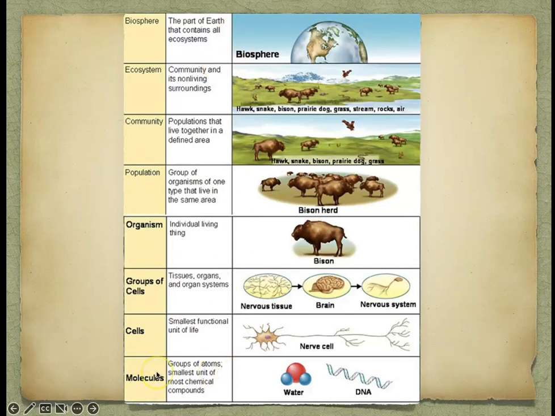We can start all the way down at molecules, and groups of molecules make cells, groups of cells make tissues, groups of tissues make up an organism. A group of organisms within the same species that live in the same area is a population. Different populations that live together in a certain area are communities. Communities and their non-living surroundings make an ecosystem. And then the part of Earth that contains all the ecosystems is known as the biosphere. So you can start tiny and end up enormous with the levels of organization of ecology.